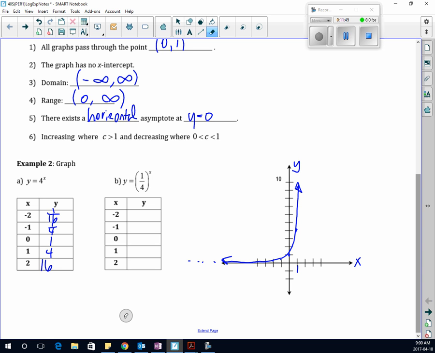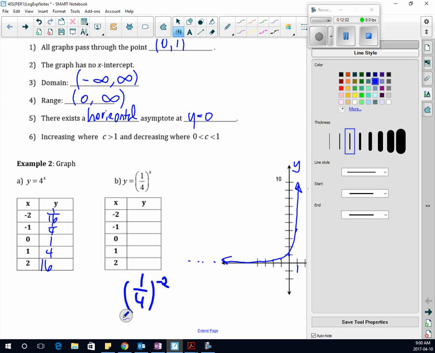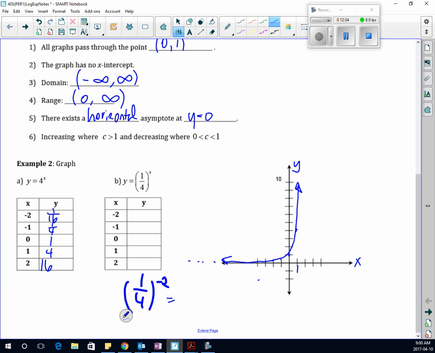y equals 1/4 to the power x. So what do you do when you have 1/4 to the power -2? You reciprocate it, so you get 4/1 to the power +2. So what does that end up being? 16, yes?